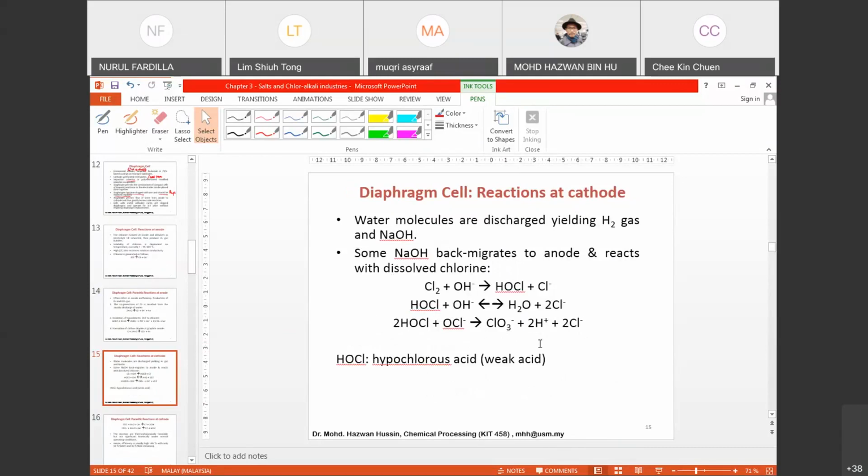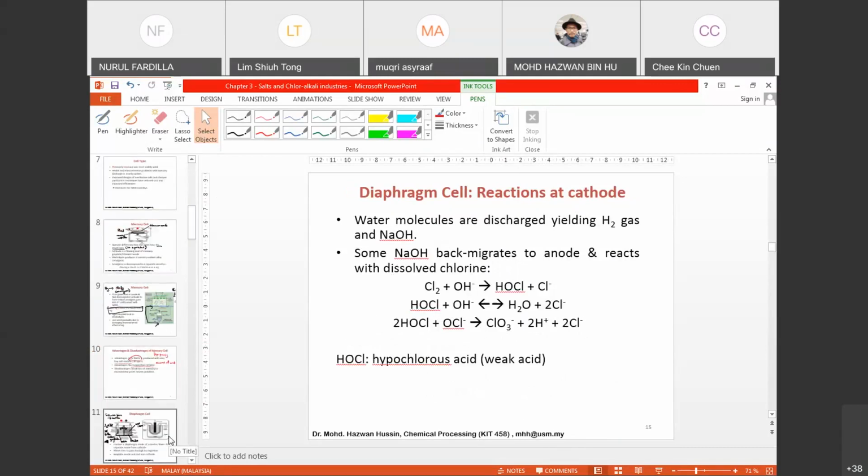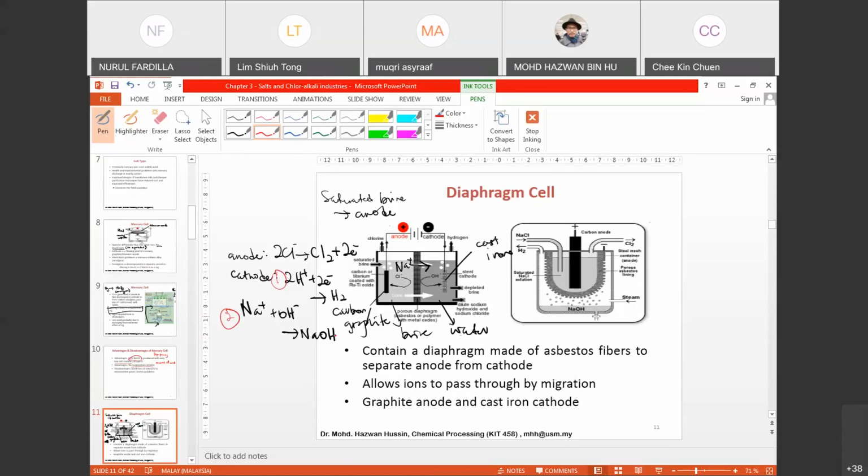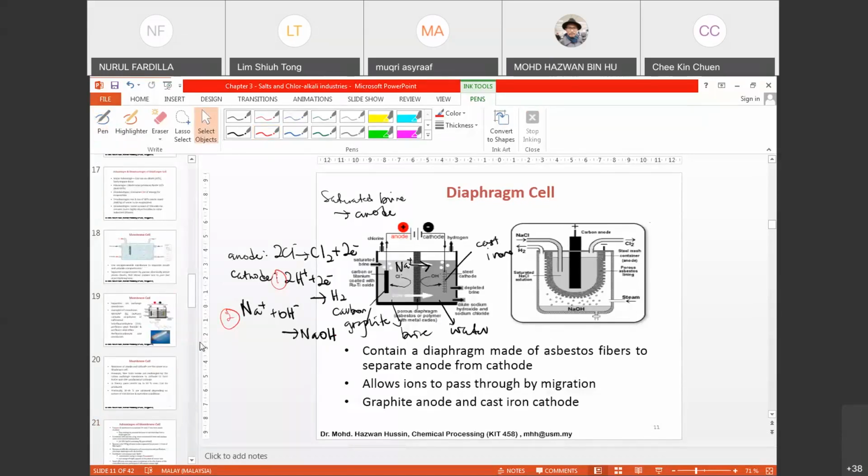Okay, so the reaction at the cathode. Water molecules are discharged yielding hydrogen gas and sodium hydroxide. So this is true when we look back. In this example, I told you at the cathode you will have two reactions. The first one is basically the production of hydrogen gas. The second one is the production of caustic soda, or sodium hydroxide.